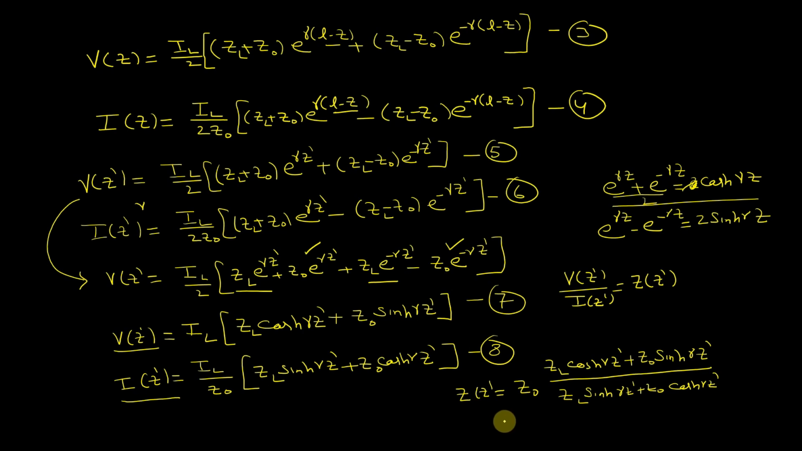If you divide, just divide this numerator and denominator by cos hyperbolic gamma z dash. So you will get here z naught, because that will be cancelled out, plus this z naught tangent hyperbolic gamma z dash, divided by this ZL tangent hyperbolic gamma z dash plus z naught, this term. So that will be equal to z dash. So this term is very important. You have to remember this.